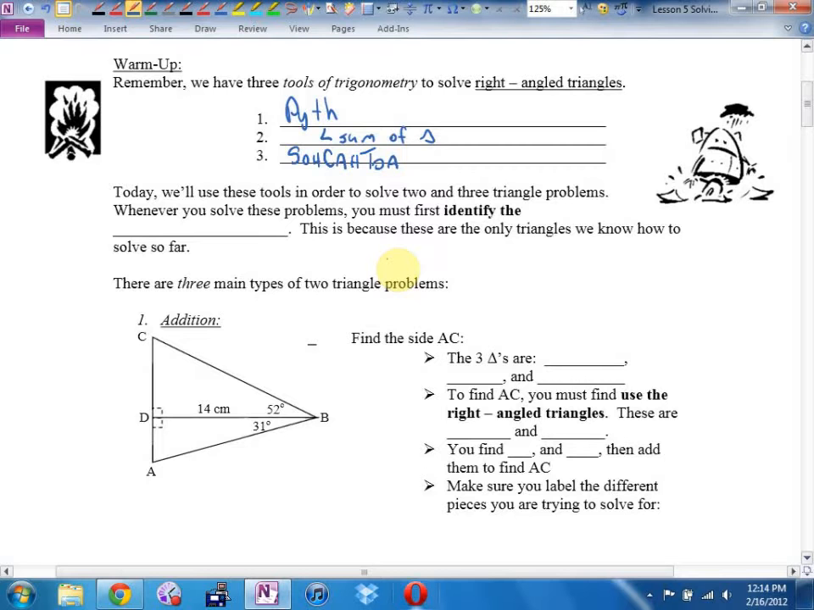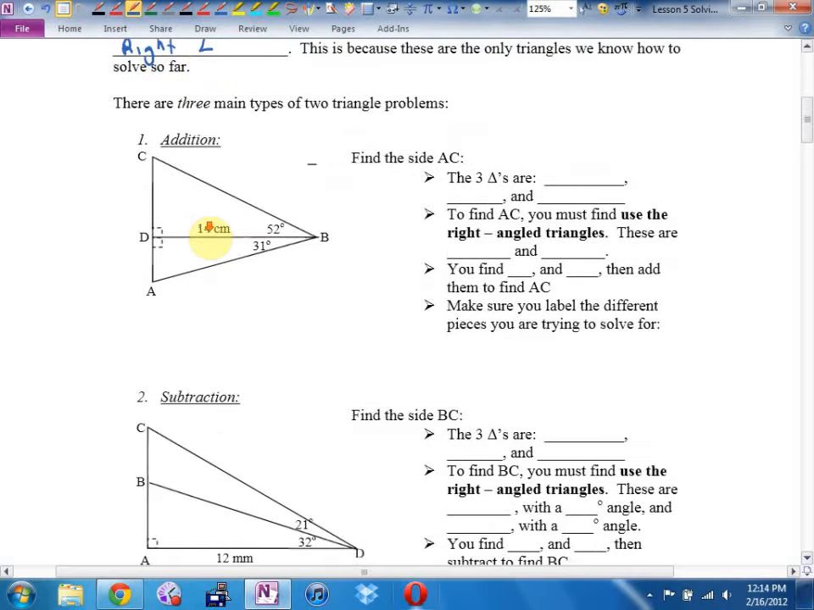But you have to first of all identify the right angle. Where's the 90-degree angle? Because once you have that, then you know the hypotenuse, then you can figure out opposite and adjacent and all that. It's because the only triangles we know how to solve so far, Jordan, are right-angle triangles. There's 3 main types of 2 triangle questions. The first type is the kind that involves addition. Now, I have kind of how to solve it here, but let's see if we can, without reading all those little steps, just figure it out.